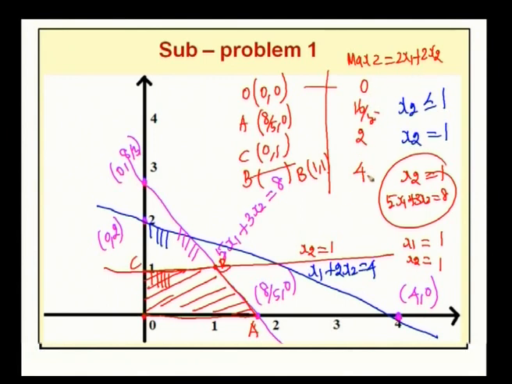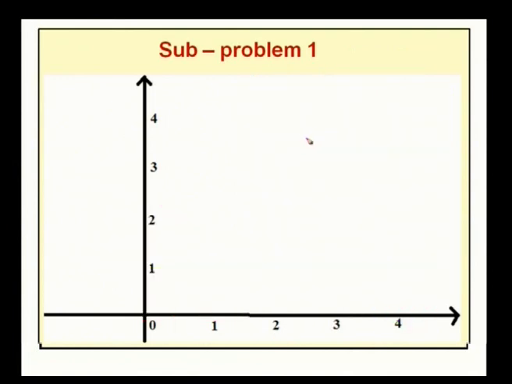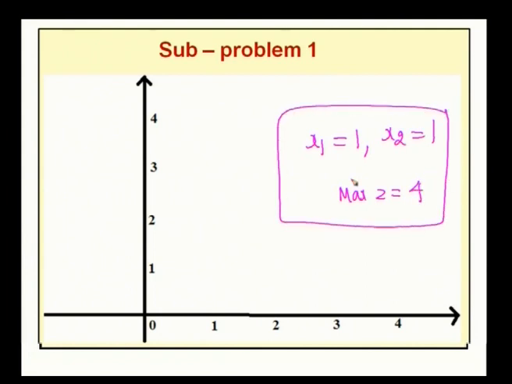So out of these four values, the maximum value is 4, which corresponds to the coordinates B, which takes the value 1, 1. Therefore, the optimum value for the given problem occurs at the point x1 equal to 1 and x2 equal to 1. With this x1 and x2, our maximum z equal to 2x1 plus 2x2 gives us 4. So the optimal solution of sub problem 1 is maximum z equal to 4 with x1 equal to 1 and x2 equal to 1.